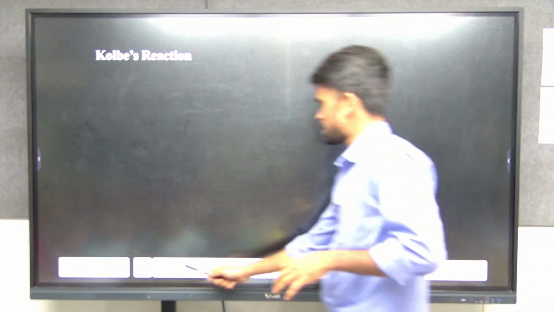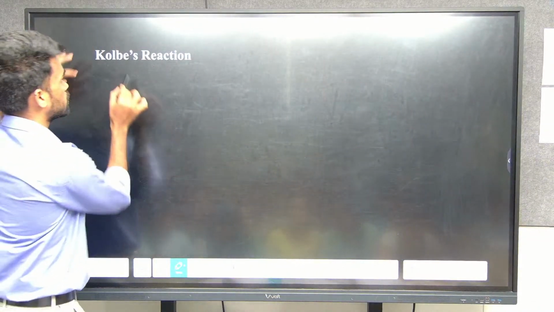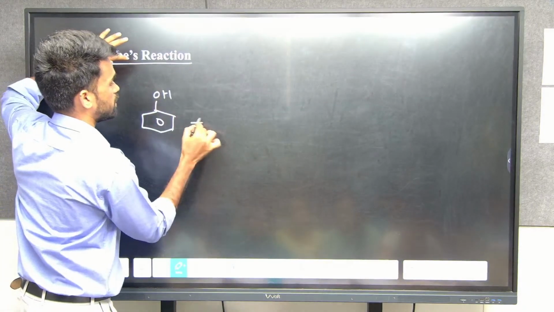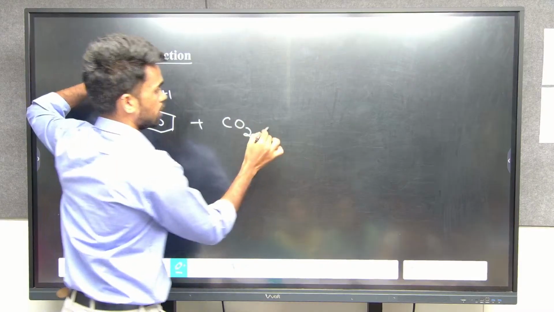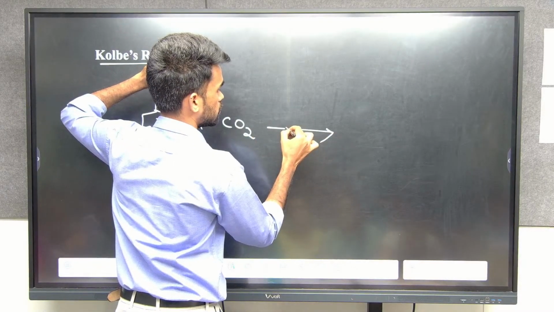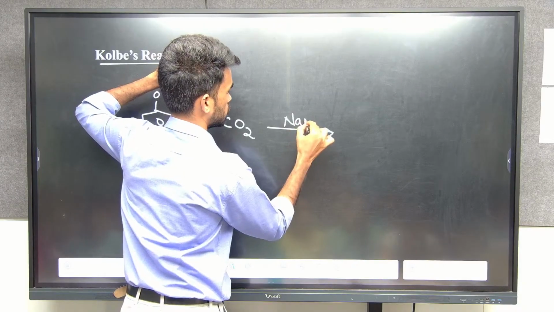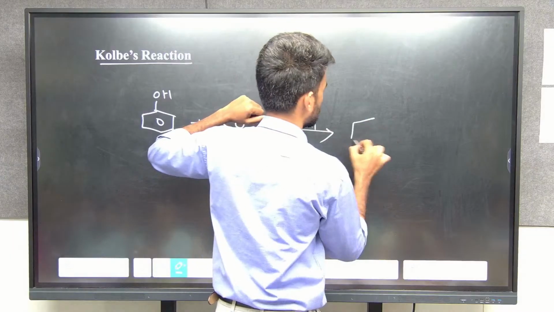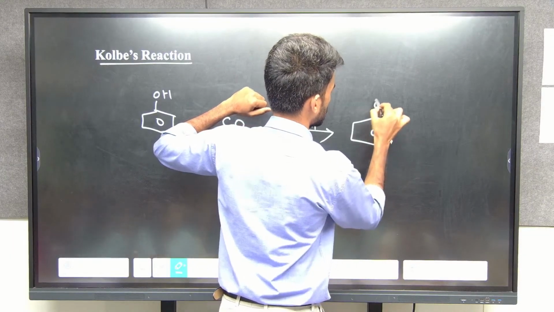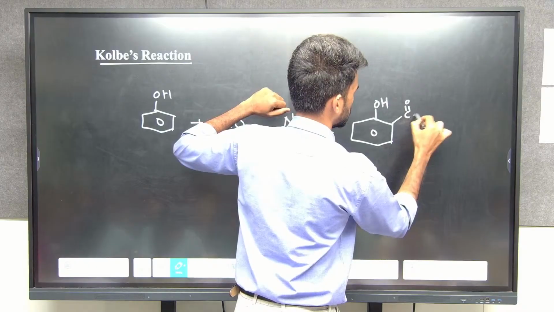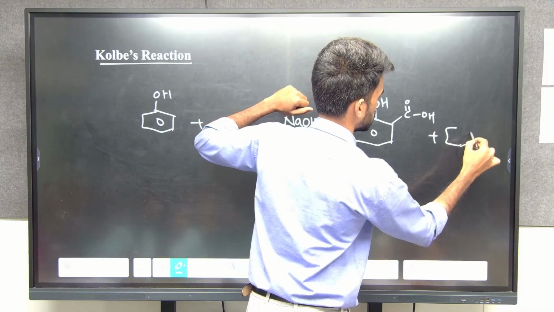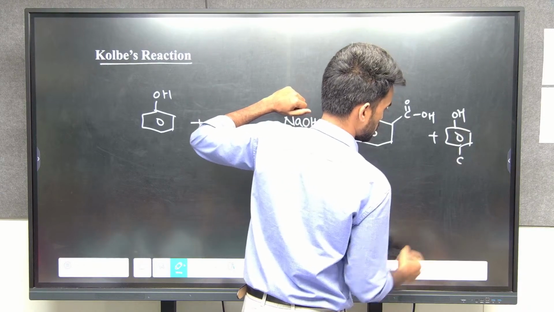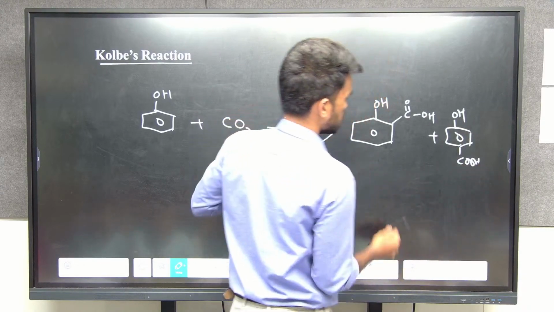Okay, now Kolbe's reaction. What does Kolbe's reaction mean? Phenol reacts with carbon dioxide in basic medium. So now what happens? Ortho product and para product will be formed. Again, which product is major in this?